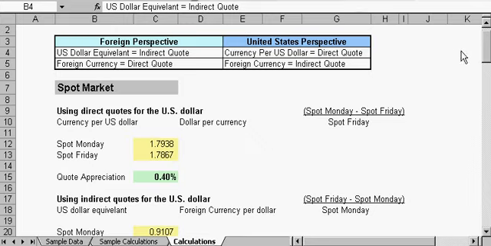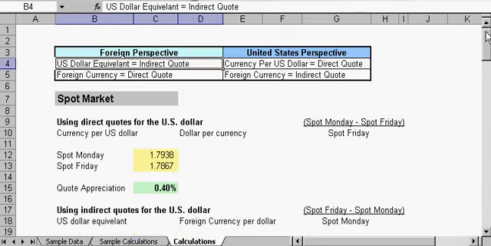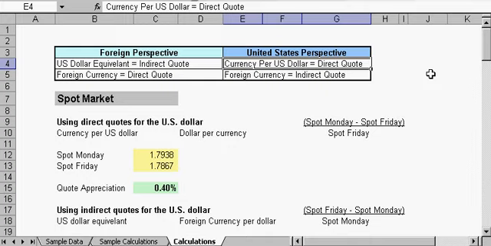This spreadsheet is going to help us calculate foreign currencies. One of the most difficult parts of calculating foreign currencies is understanding the perspective. What I mean by that, it depends where you're standing. If you're in the United States, a direct quote is the currency per US dollar, where the indirect quote would be the US dollar equivalent.